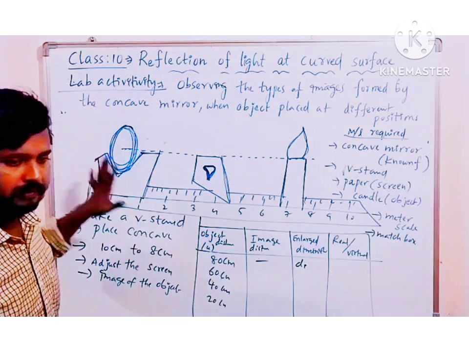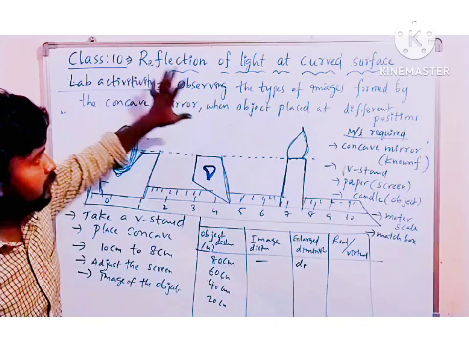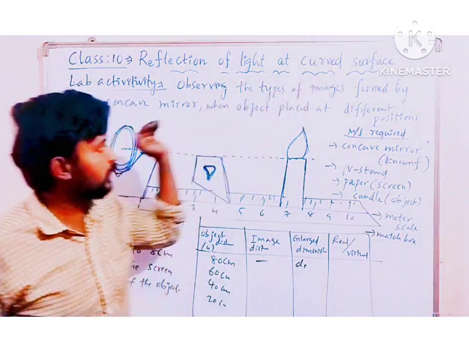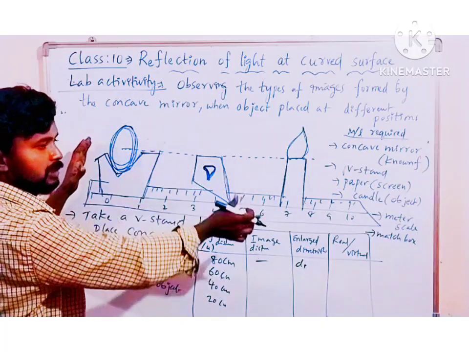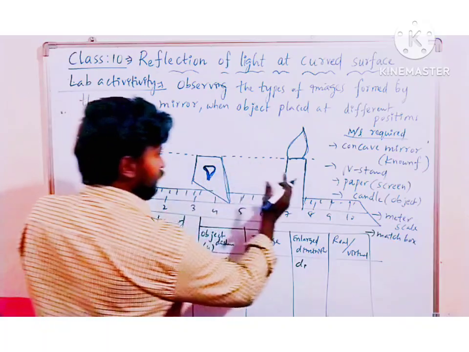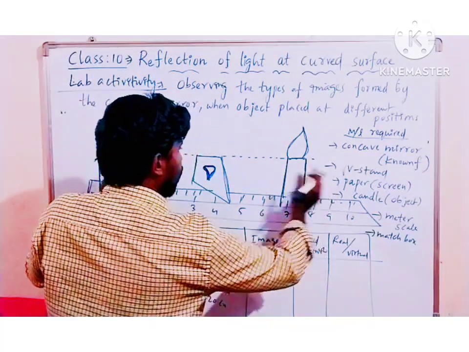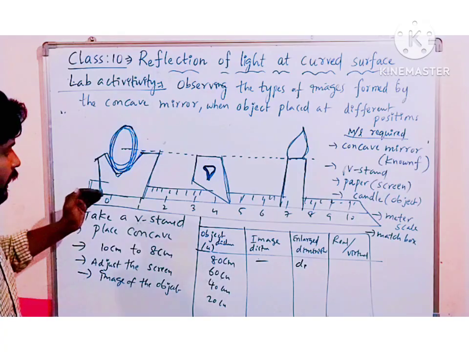This is a lab activity. So what is the aim? Observing the types of images formed by the concave mirror. That is, what types of images does a concave mirror form when the object is placed at different positions, different distances? Okay, this is the experiment.